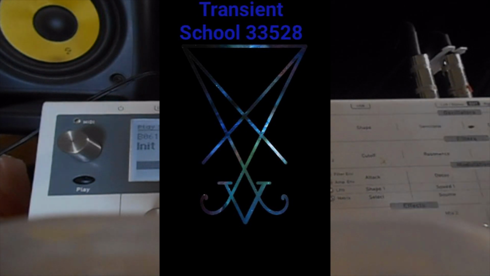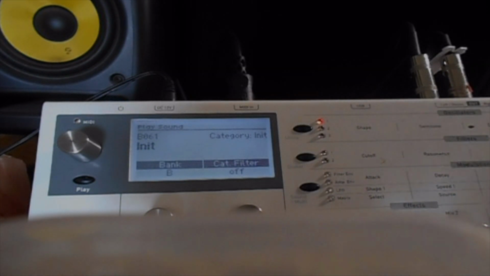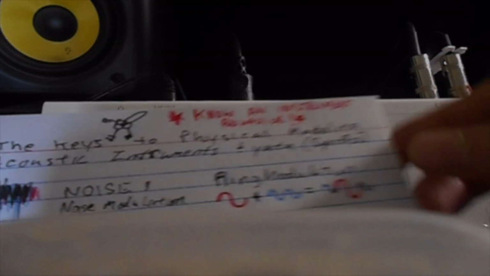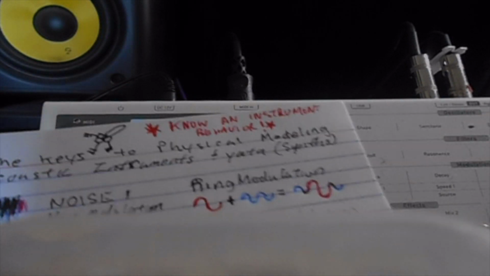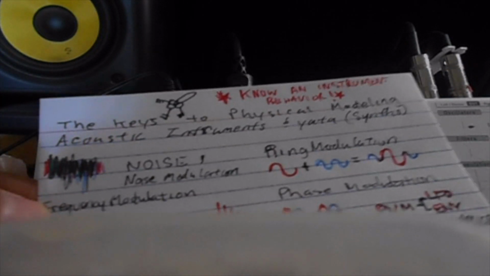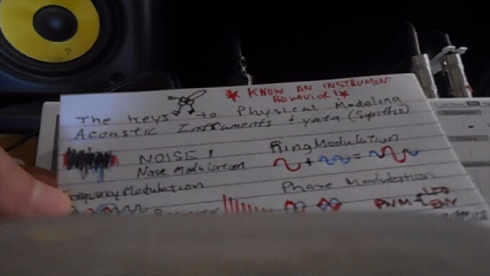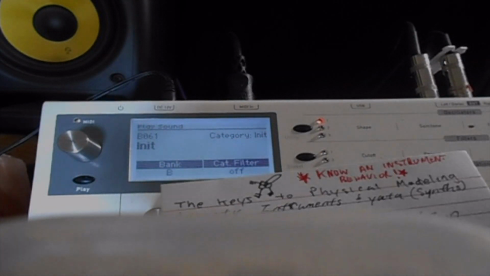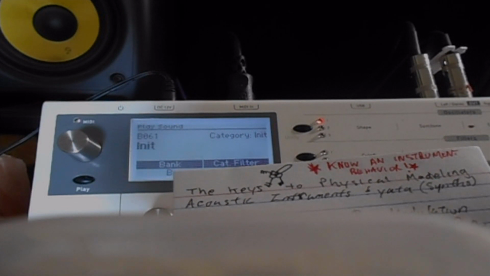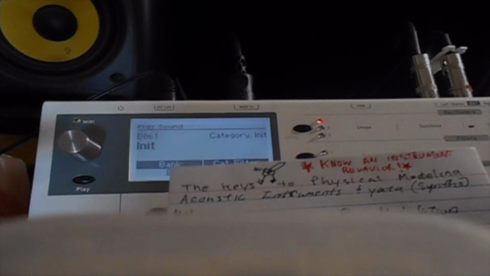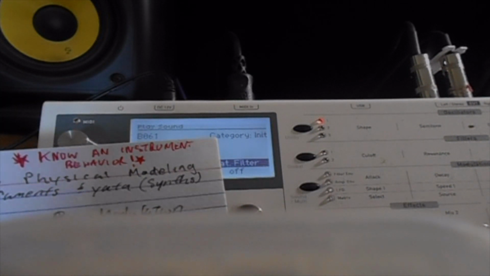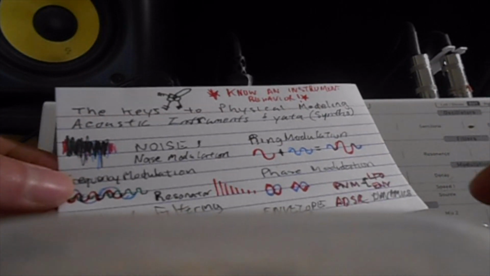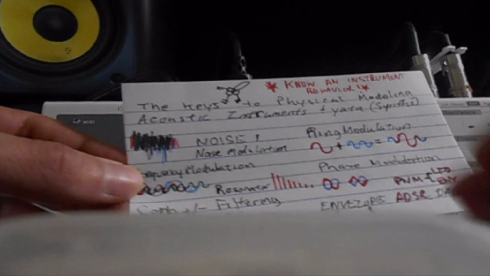We're going to be discussing the keys to physical modeling, acoustic instruments, and synths and other instruments. So the first rule of thumb is to know an instrument's behavior. That's the very first rule. Know how the instrument behaves, no matter if it's electronic or acoustic. That's the main key, and all these elements are going to play into physical modeling.